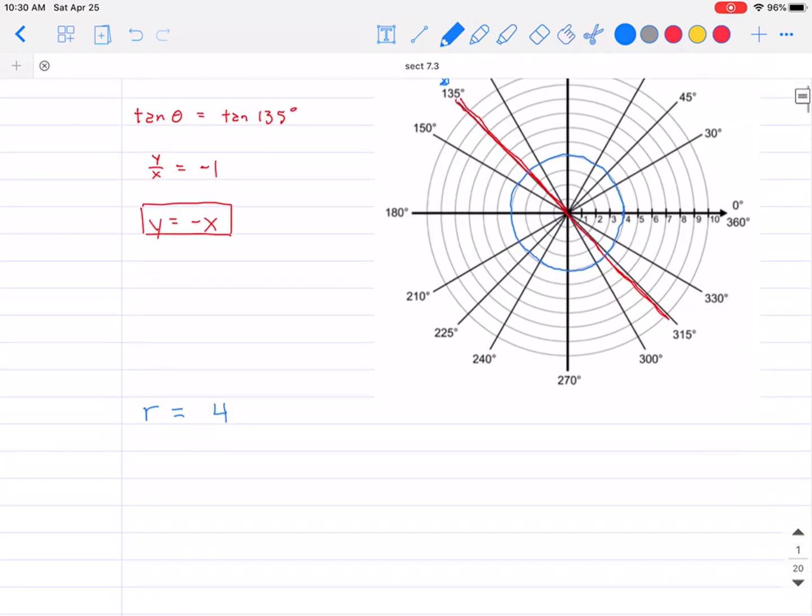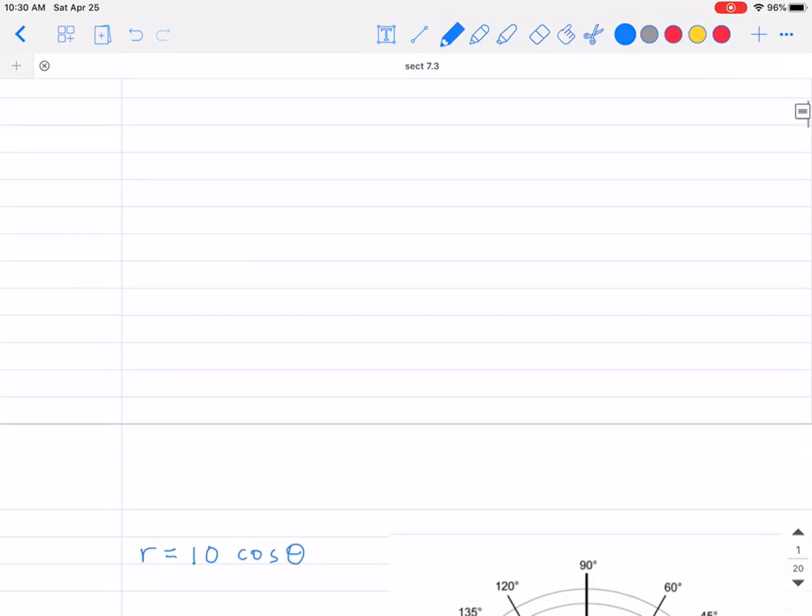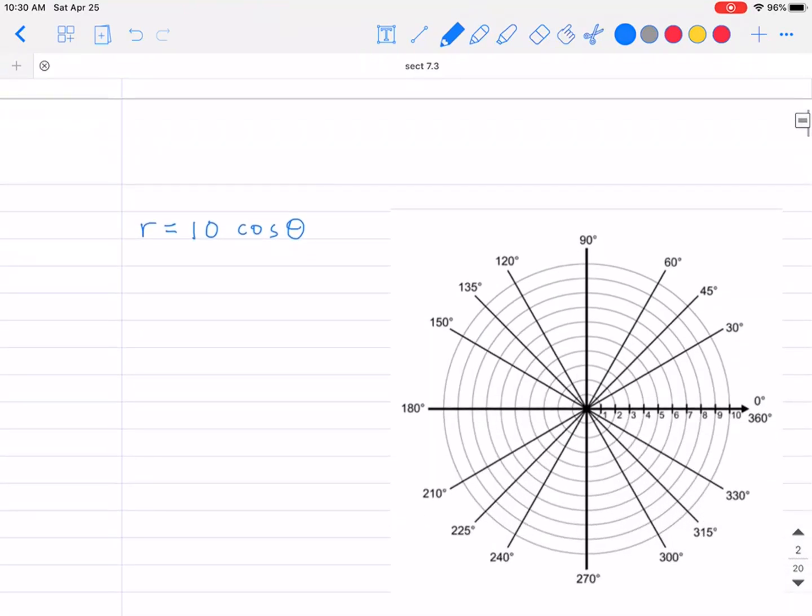In terms of what's the replacement, according to my equation up there, I'm going to replace r with the square root of x squared plus y squared. So the square root of x squared plus y squared is equal to 4. Now if we square both sides, we can see x squared plus y squared is equal to 16, which is again a circle with radius of 4, which is what we drew, and the center is located at (0, 0).